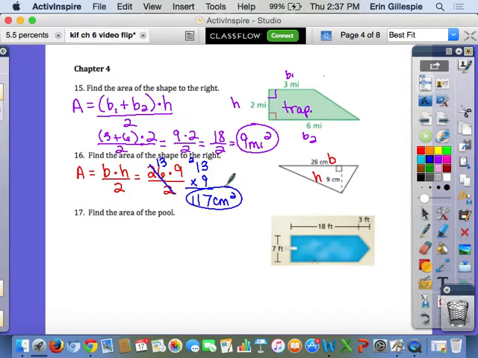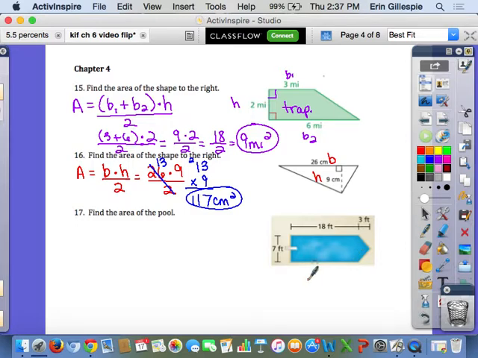17, find the area of the pool. Well, the pool is what we called a composite shape back in chapter 4. That means it's composed of 2 or more shapes that we do actually know how to find the area of, because we don't have a name for this shape. Technically, it's a pentagon, but you guys don't know the area formula for a pentagon. So we're going to split that up.